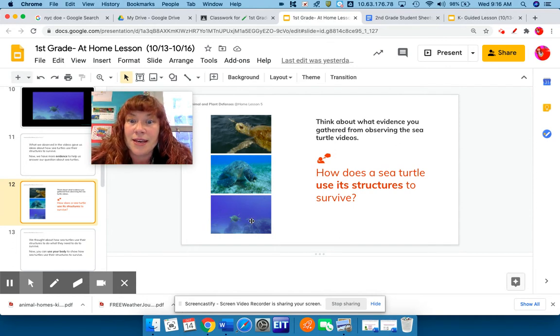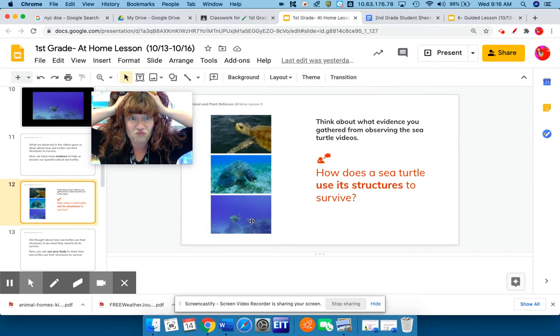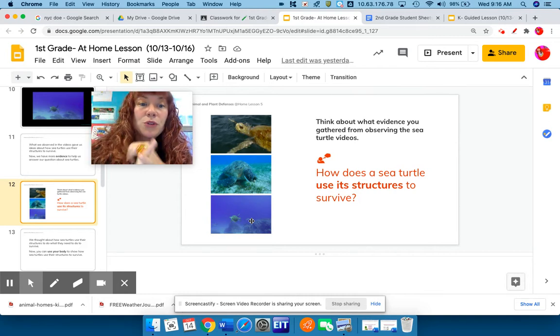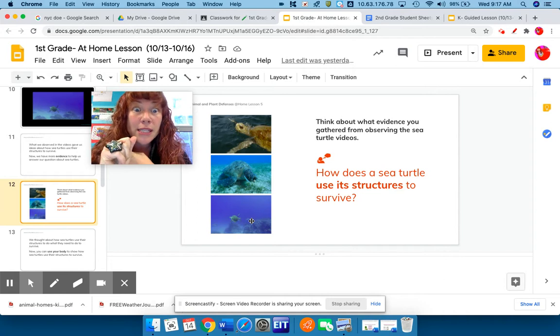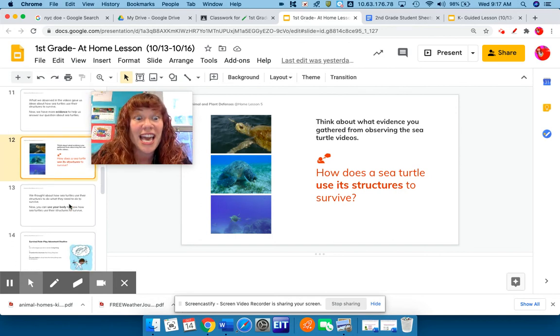And in that last video, how does the sea turtle use its structures to survive? The sea turtle uses its structures to avoid getting eaten by a predator. Say that. The sea turtle uses its structures to avoid getting eaten by a predator. What structures did she use? The sea turtle used her shell, her flippers, her eyes. She was swimming away. Her shell seemed to keep her safe because it looks very hard. And she blended in. Her colors were matching the environment, so she camouflaged.